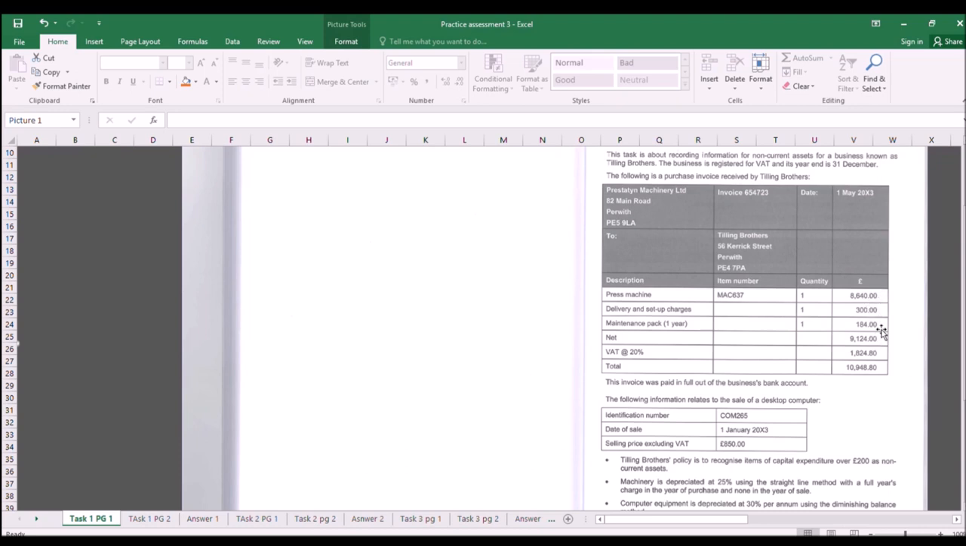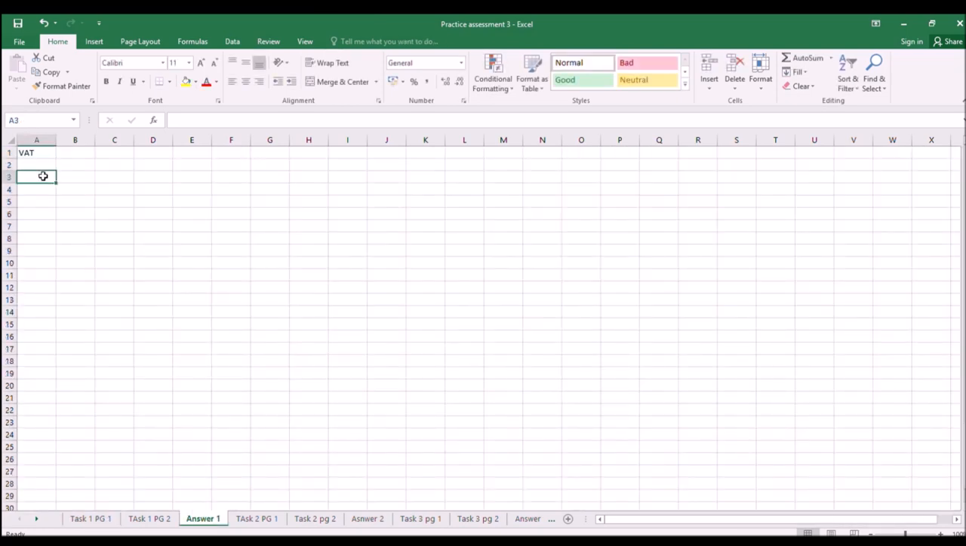So the cost of the machine, the maintenance pack, that's actually an expense within the following year. And we've got VAT on top. Remember, we can recover VAT, so that's not going to go into our cost side in here. And the invoice is paid in full from the bank account. So let's start writing this down then. So we've got debit and we've got credit bank.